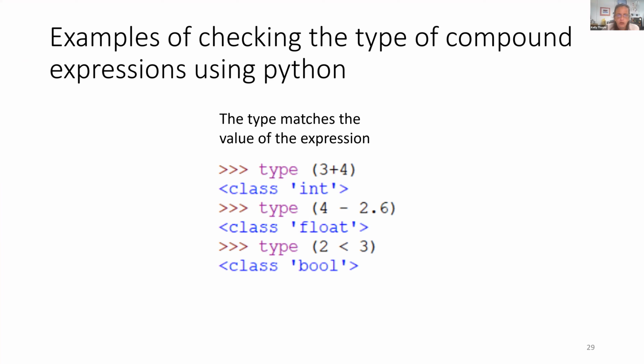Some examples of checking the type of compound expressions with Python can be seen here. We could do type of the expression 3 plus 4 and get int, type of 4 minus 2.6. Oh, it's mixed, so I'm going to need to convert this to a decimal and then do the subtraction. That will be type float. And here we have 2 less than 3. This is going to return either true or false, so that one will be a Boolean.